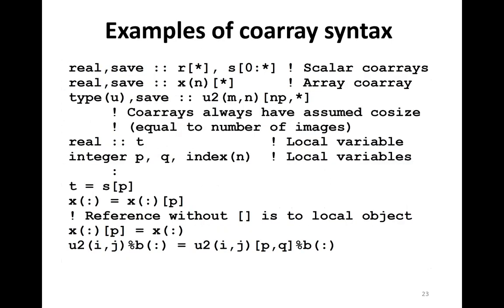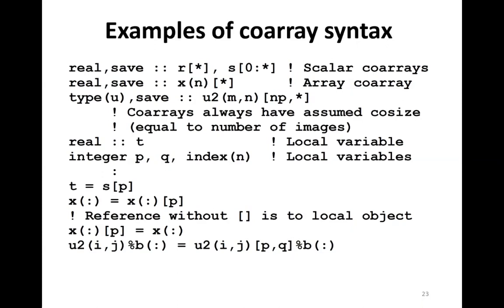So here are some examples of what coarray syntax looks like. Here I've declared two scalar coarrays. I've got these square brackets and stars. So R is a scalar, so every image has an R, but it's a coarray, so it can be addressed from another image. The code is compiled regardless of the number of images it runs upon. So you can develop and compile a code for a small computer and run it on a much bigger one.